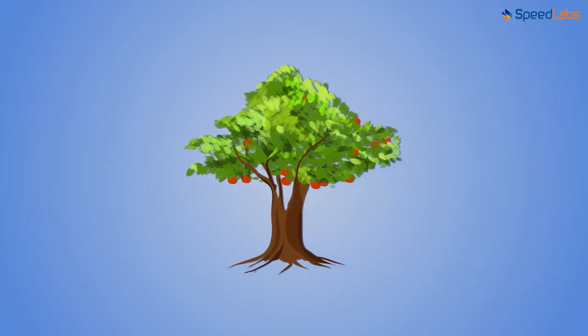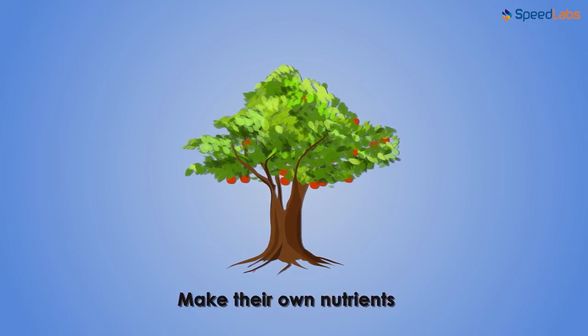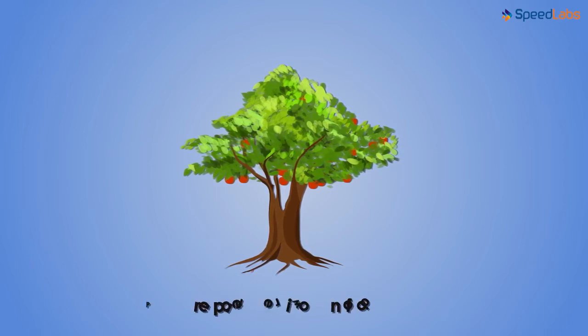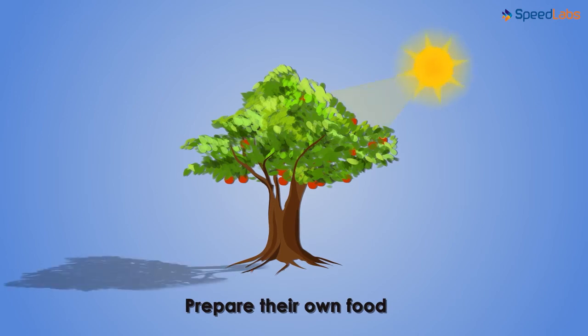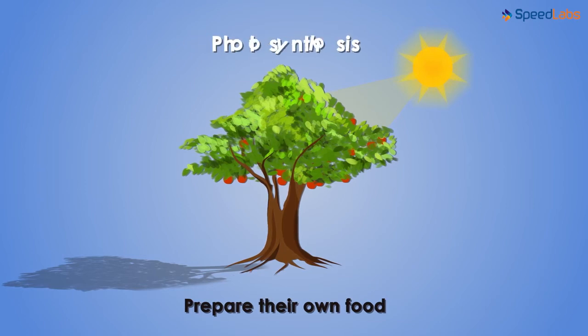Of course they do. But here's the best part. Plants are capable of making their nutrients rather than consuming it from some external source. Yes, green plants prepare their own food by utilizing solar power. Can you name the process for me? Yes, this process is called photosynthesis.